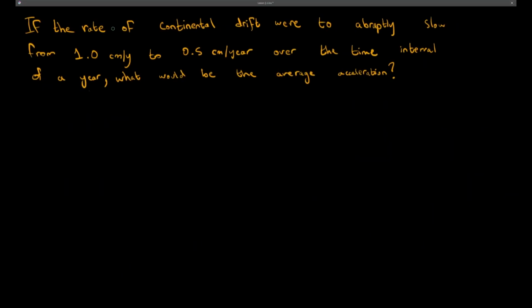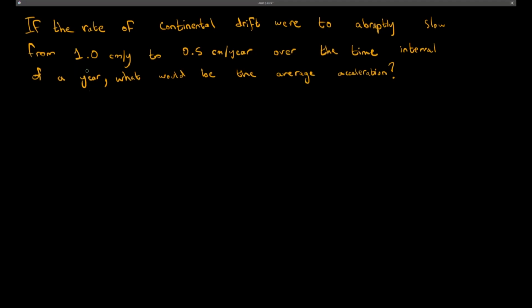So this question is asking about the rate of a continental drift. It's saying that the rate of a continental drift were to abruptly slow from 1 centimeter per year to 0.5 centimeters per year over the time interval of 1 year. So what would the average acceleration be? Let's simply state what we have been given. We have abruptly slowed down, so it would be a negative acceleration. Or we can't really say that yet, but it's slowing down, so the acceleration is negative, but we don't know where the direction is, so we can't tell for sure yet.